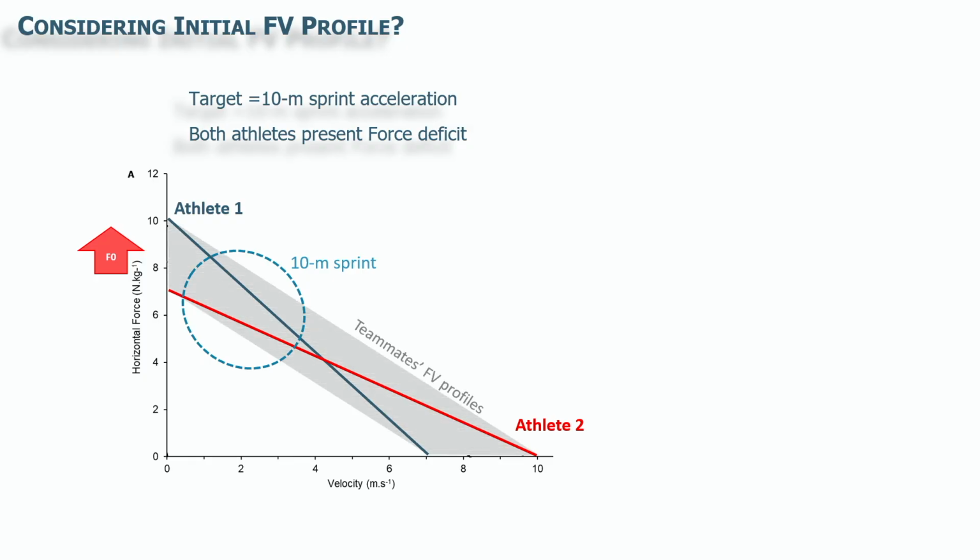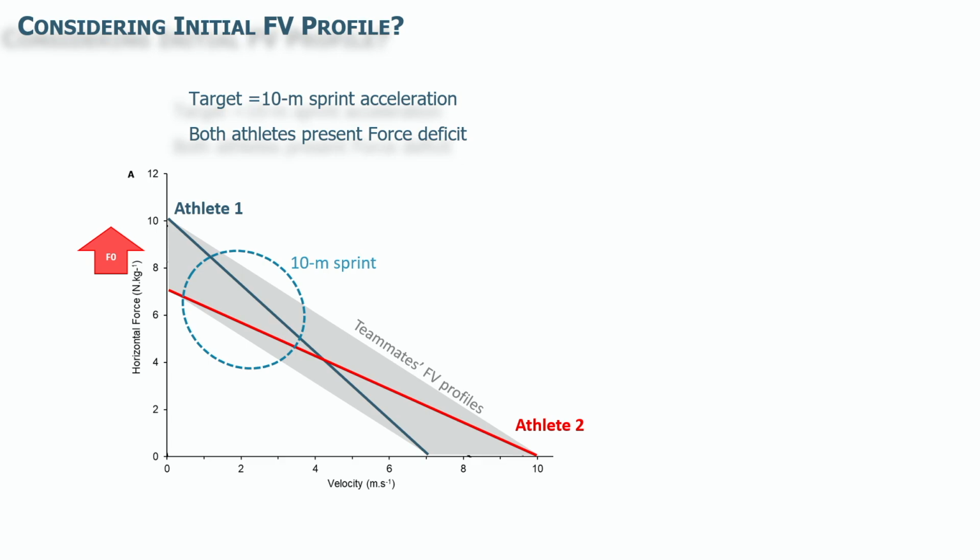if we consider that he already presents very high F0 values, compared to others or compared to your experience, you see that athlete number 1 already presents a very high F0. So the degree of adaptation you can expect in F0 is very low. It will be very difficult to improve F0.